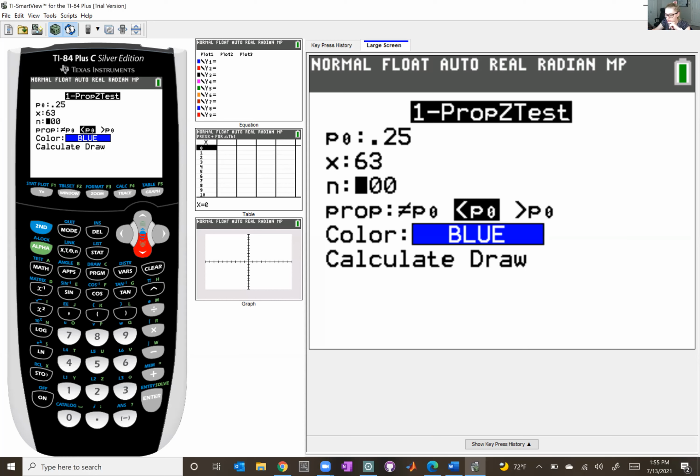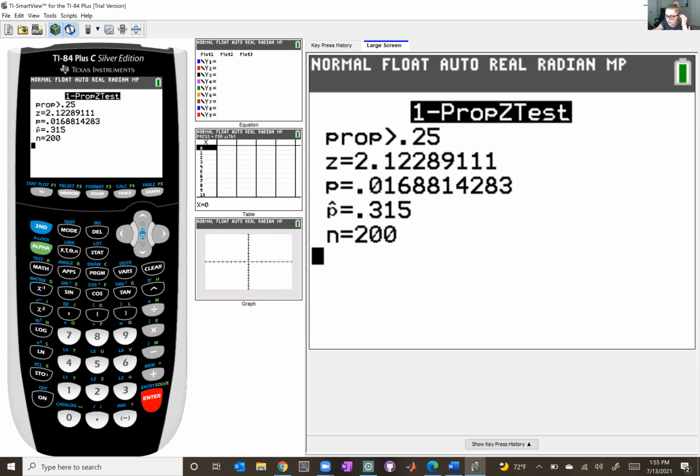Okay, I think this might be the wrong one. I think it's supposed to be like this. I think it's supposed to be that one. Let me make sure that's correct. Yeah, that's correct. Okay, cool.